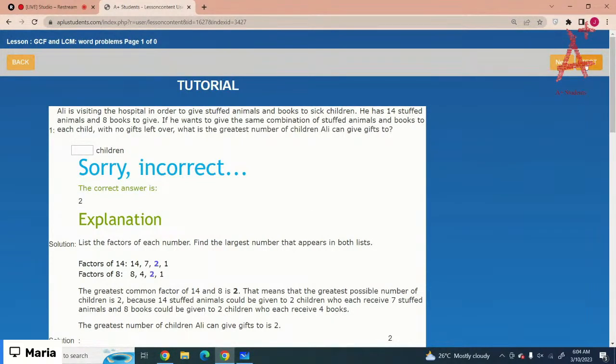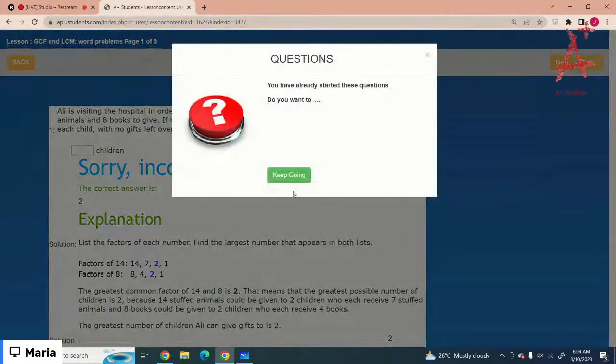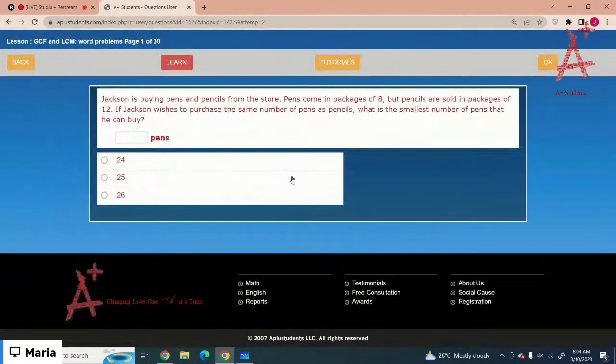Let's just start with the test questions. You can have a look at the tutorial one by yourself. They are already solved. So let's just start with the test questions. Okay, the first one is Jackson is buying pens and pencils from the store. Pens come in packages of 8, but the pencils are sold in packages of 12. If Jackson wishes to purchase the same number of pens and pencils, what is the smallest number of pens that he can buy?